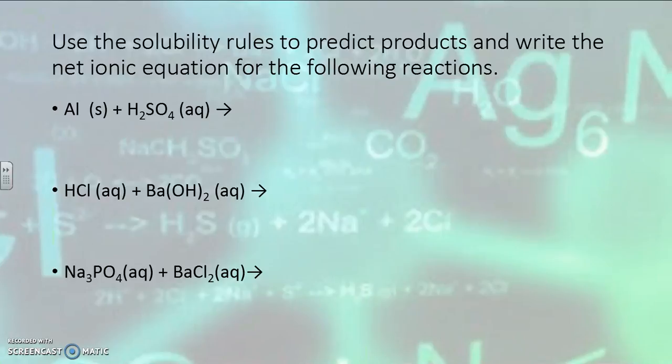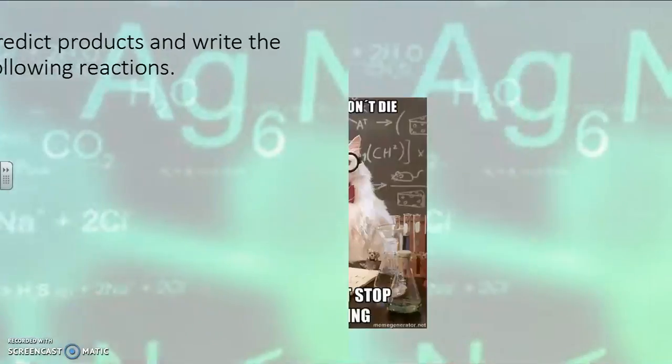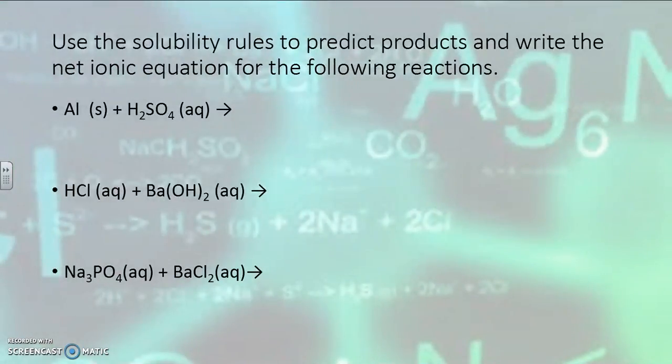Okay, use the solubility rules to predict products and write the net ionic equation for the following reactions. Let's see how many we have. We only have 3. Okay. All right, so aluminum. Now, solubility rules, but this is a single replacement reaction, isn't it? Yes. Okay, so look at your activity series. All right, and you see that aluminum is going to try to replace hydrogen, and it will because it's higher on the list than hydrogen. So we would end up with hydrogen gas and aluminum sulfate.